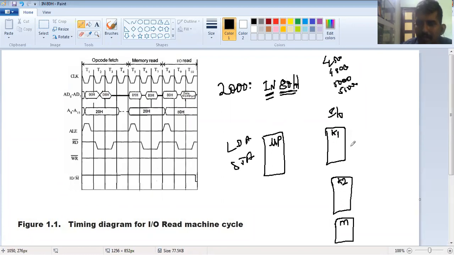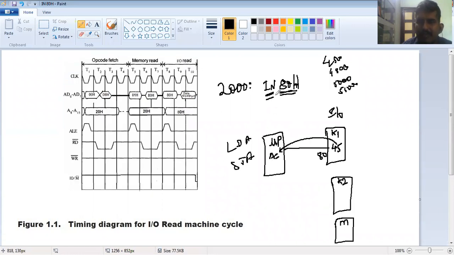So consider a keyboard where you are typing some content, like 45. In the microprocessor, the accumulator holds some value that we are not going to worry about. After executing this instruction, the microprocessor is going to take input from 80. That means whatever the input device connected at address 80 has typed, that content will be moved to the microprocessor's accumulator.